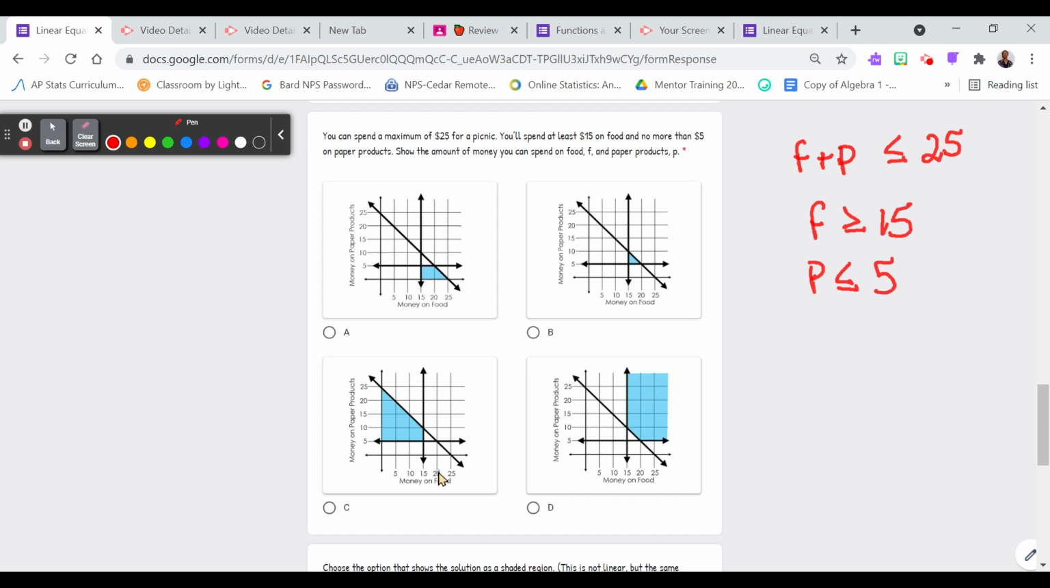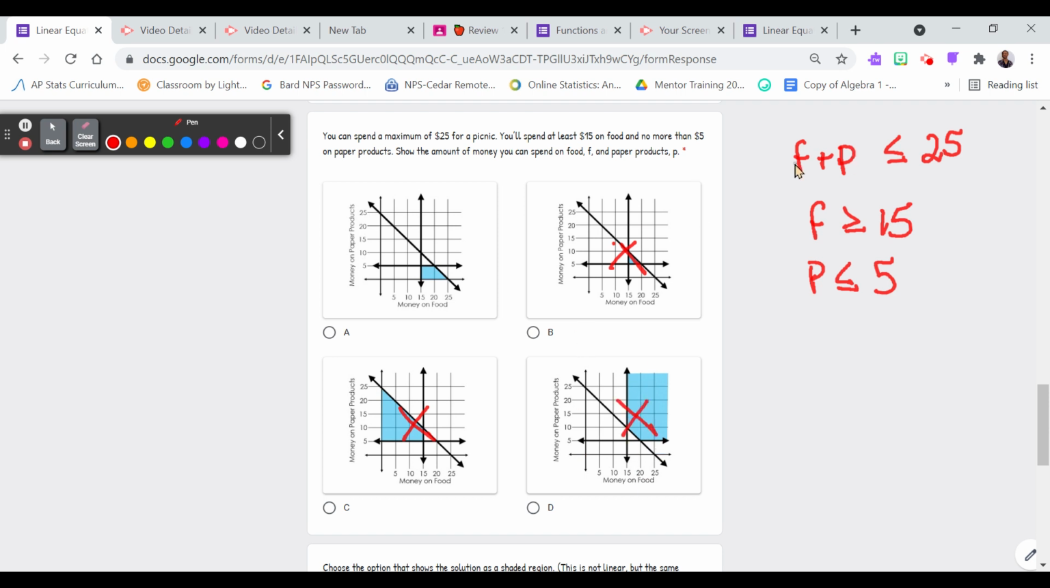So I'm just going to check. This one is not shading to the right. All others are. I know that paper products must be less than or equal to 5. So on paper products, there should be a line through 5, and it has to be less than or equal to that. Well, this is more than 5. We don't want more than 5, right? We don't want it to be like 10, so it can't be this one. Here, a shade more than 5, so it can't be this one.